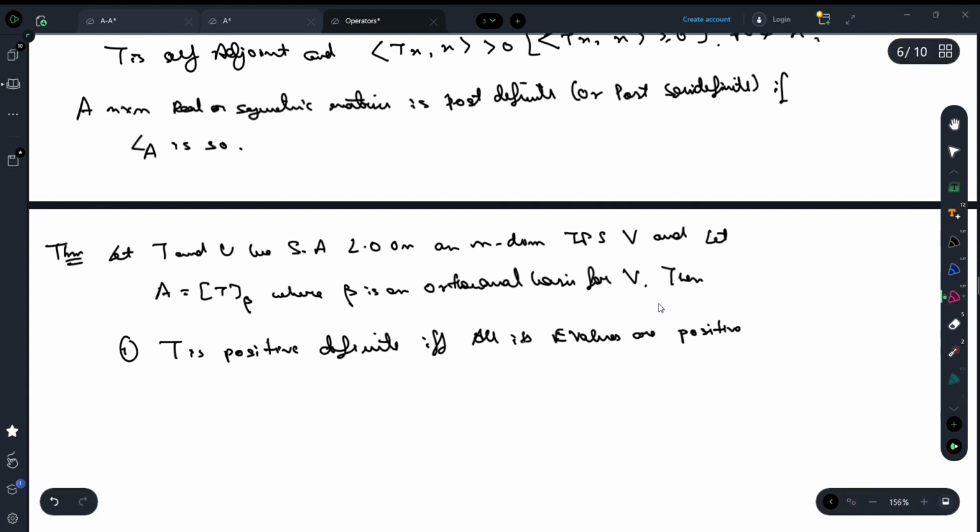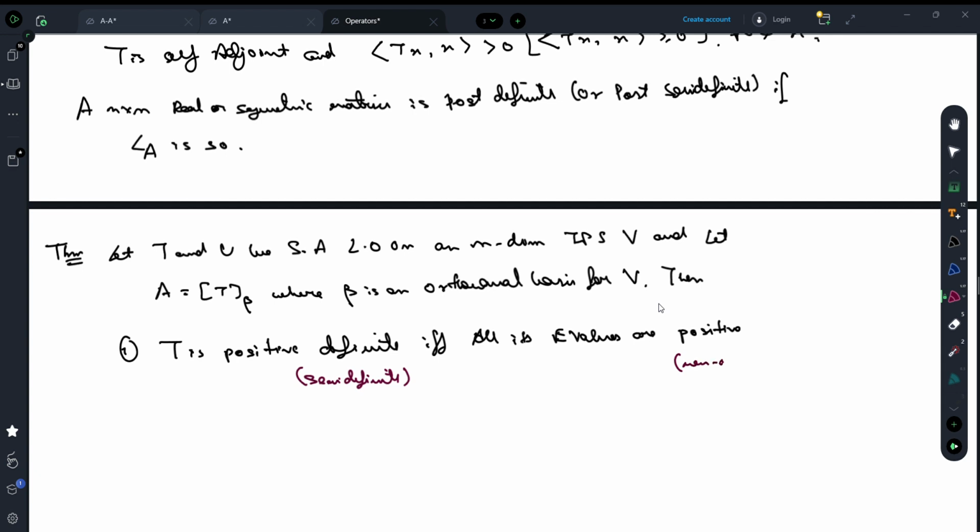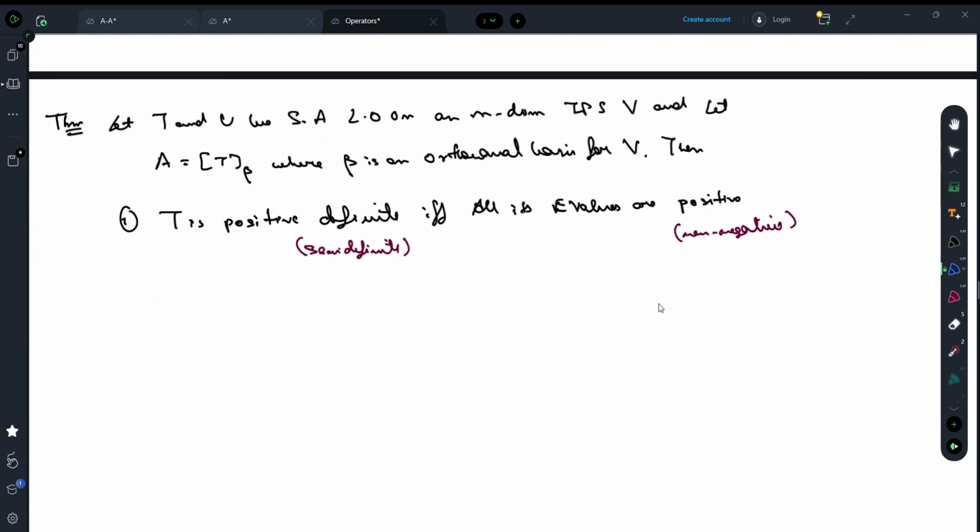In fact, I can also talk about it being semi-definite if and only if all its eigenvalues are non-negative. Okay, let's give a quick proof of this first. The proof is fairly easy.